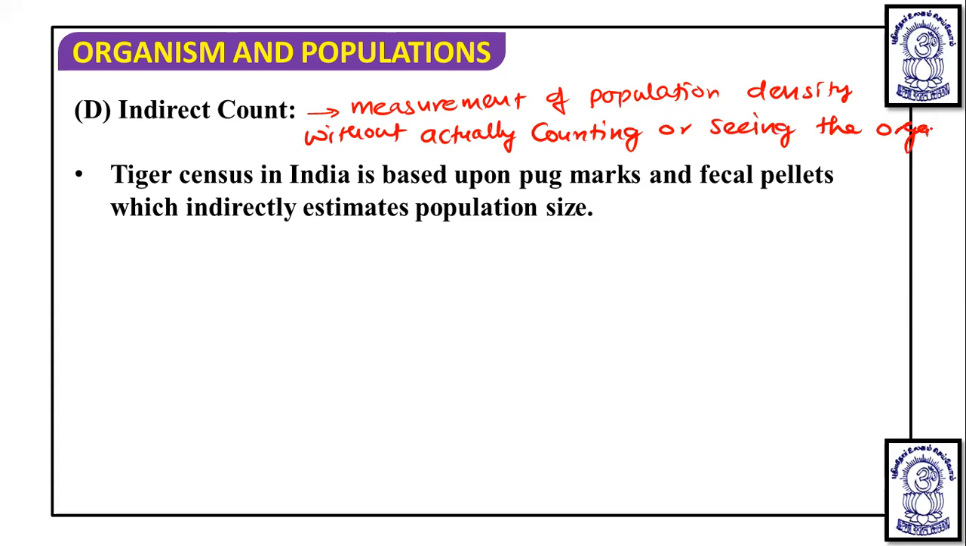or seeing the organism. And here, if we take an example, tiger census. Tiger census in India is based on the pug marks and fecal pellets which are released by these tigers, and the pug marks where they have walked. So that means their footprints and fecal pellets. Through this, the tiger census can be made, which is an indirect estimate of population size, obviously. So this way, these are the four different ways through which the population density can be measured.